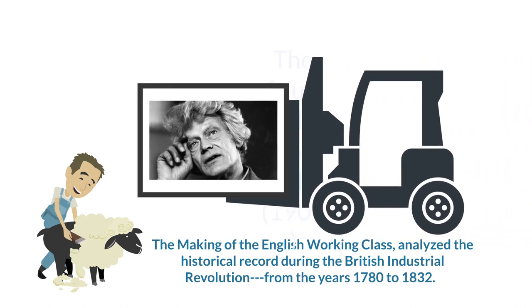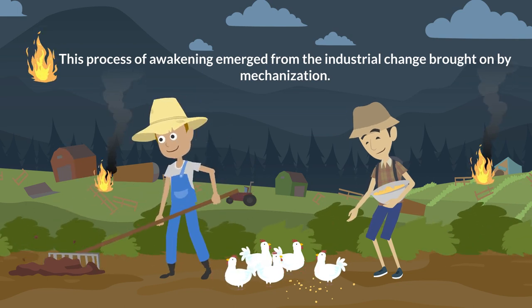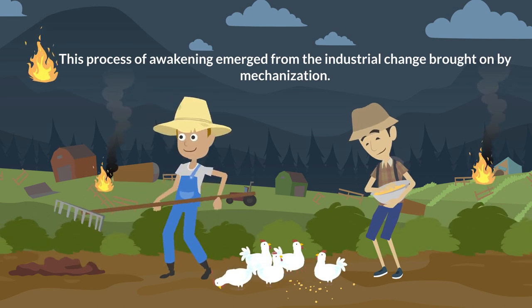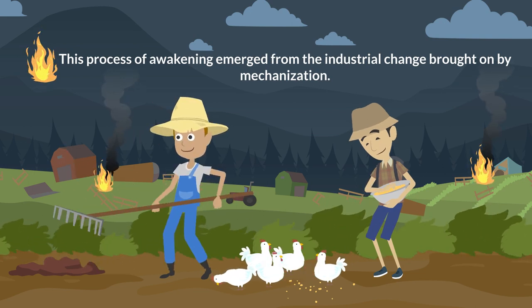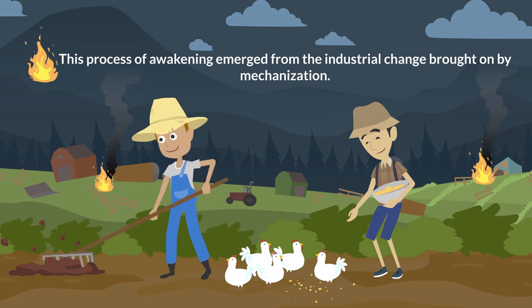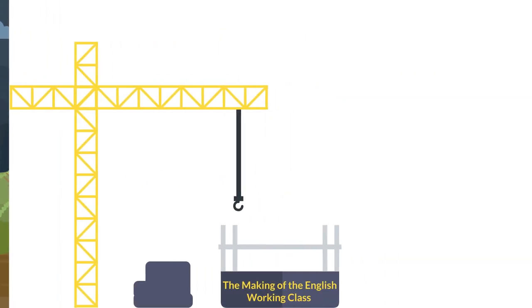His seminal text, The Making of the English Working Class, analyzed the historical record during the British Industrial Revolution from the years 1780 to 1832. Thompson examined these years in order to catalog the role that literacy played in the evolution of working class consciousness. This process of awakening emerged from the industrial change brought on by mechanization.